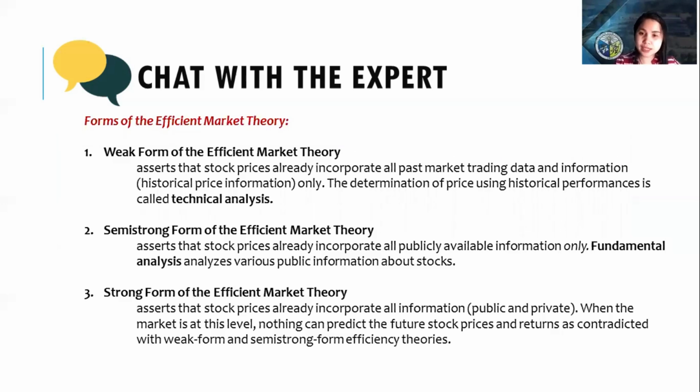The first one is the weak form of the efficient market theory. This form asserts that stock prices already incorporate all past market trading data and information, together with the historical price information only. And the determination of price using historical performances is called technical analysis.